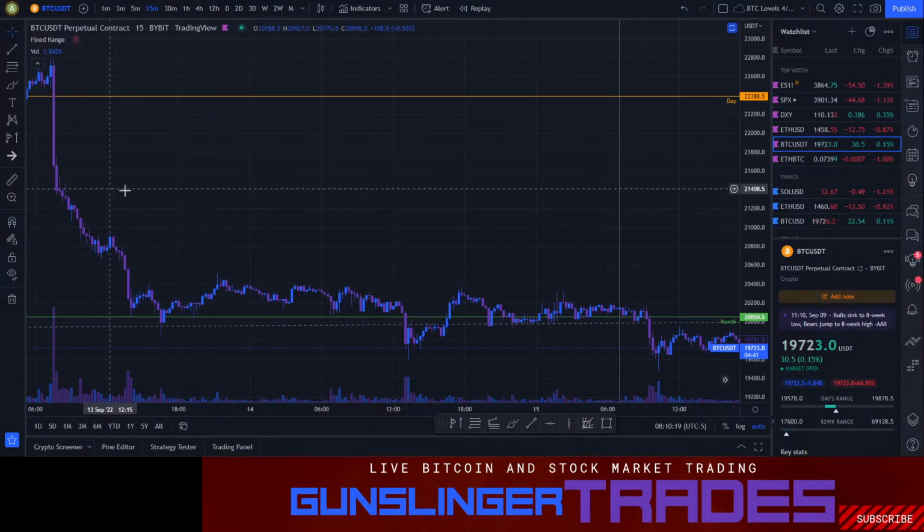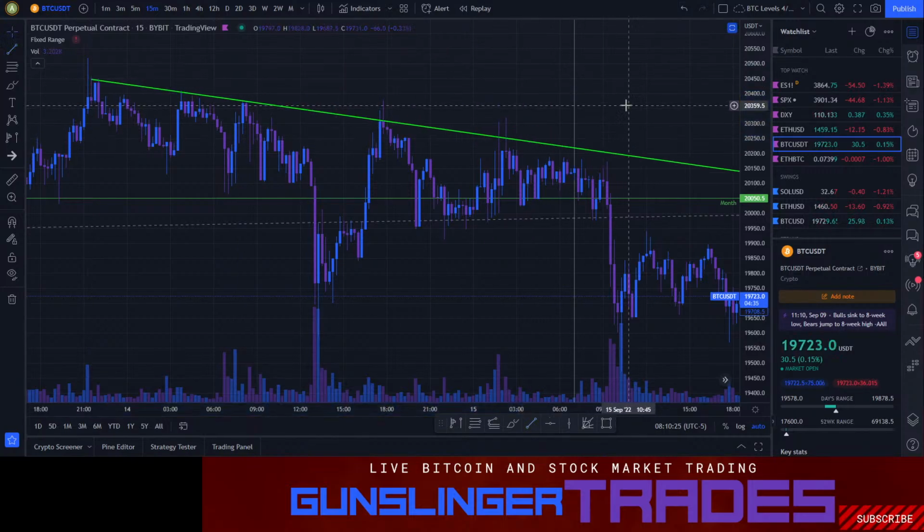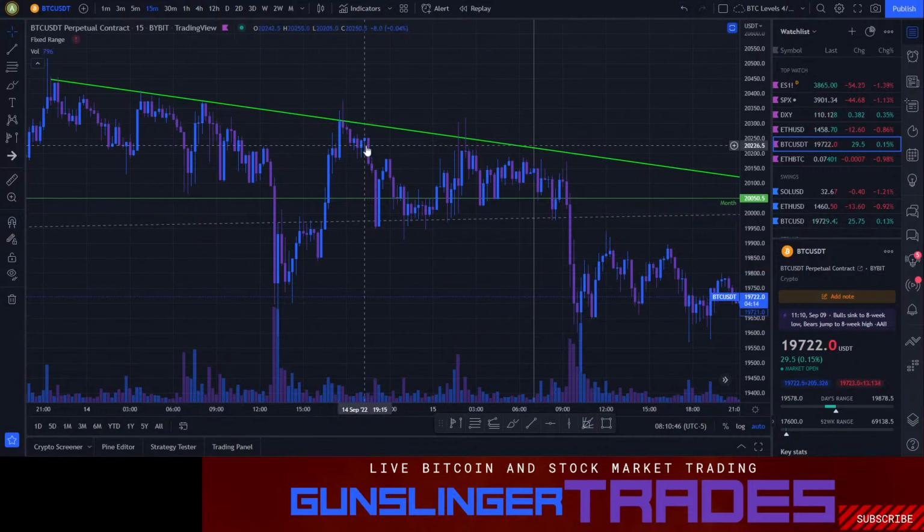Honestly, I was waiting for price to push up a little bit more, so I drew a trend line and waited. I was live doing this, waiting for price to come up here, range a little bit, and then expecting a drop down. However, that didn't really happen. We just ranged a little bit down and dropped down, and I missed a trade there.